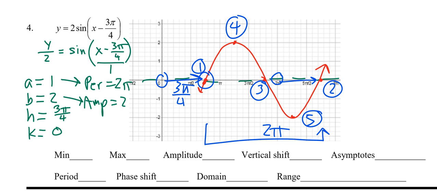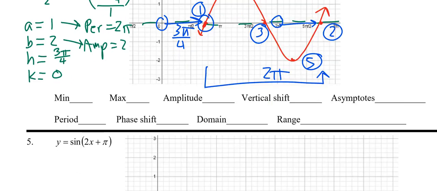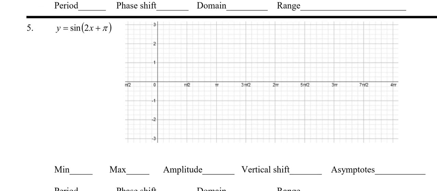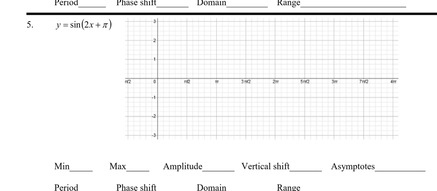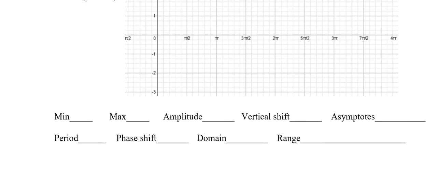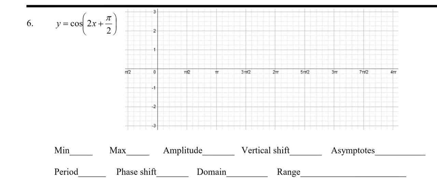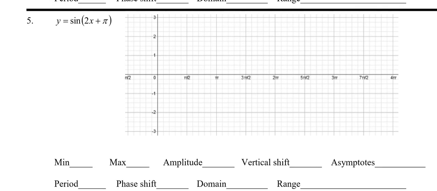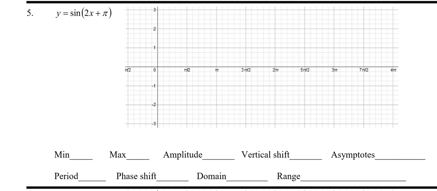Okay, do we have that? Okay. Is this complicated enough, or should we do something else? Let's see if we got one that's more complicated. Something that's got, no, that's all that one does. All right, we'll do 5.